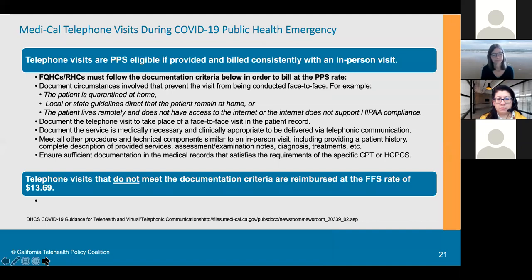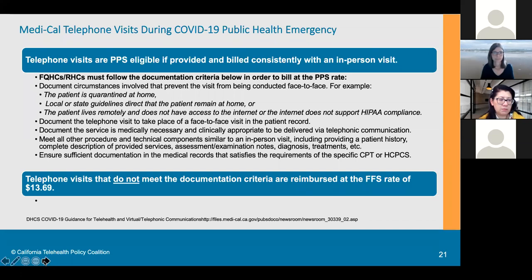So I do really want to emphasize that during the COVID-19 public health emergency, DHCS is allowing FQHCs and RHCs to provide and bill for audio-only telephone visits. But in order to bill at the PPS or the AIR rate, the visit has to meet specific documentation criteria, which is outlined here. So one, the provider has to document the circumstances involved that prevent the patient or the visit from being conducted face-to-face. That could mean that the patient is quarantined at home or that the patient is following local or state guidelines directing that the patient remain at home, or the patient lives remotely and doesn't have access to internet.